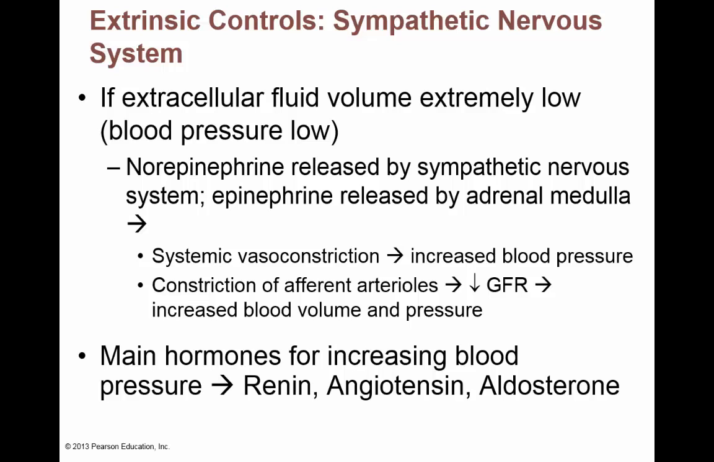Now there are 3 main hormones that help increase blood pressure. So that's the endocrine system. One's known as renin, another one's known as angiotensin, another one's known as aldosterone. Now I know we're going to get more into aldosterone and a little bit with renin next time. I think they're on the next slide.